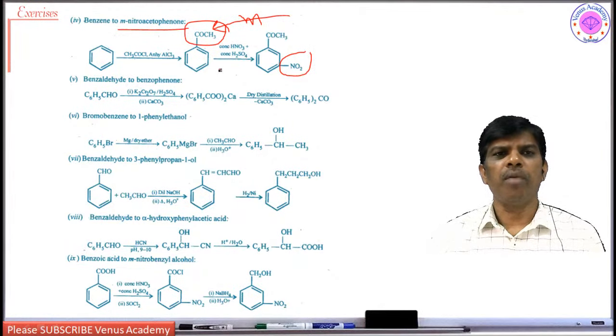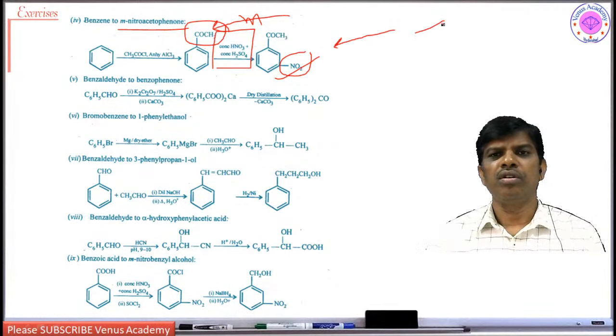So acetophenone upon electrophilic nitration using nitric acid and concentrated sulfuric acid undergoes nitration to give metanitroacetophenone. Dear students, don't follow this route. So nitrobenzene and acetyl chloride, you may write this, but it is not going to work out.